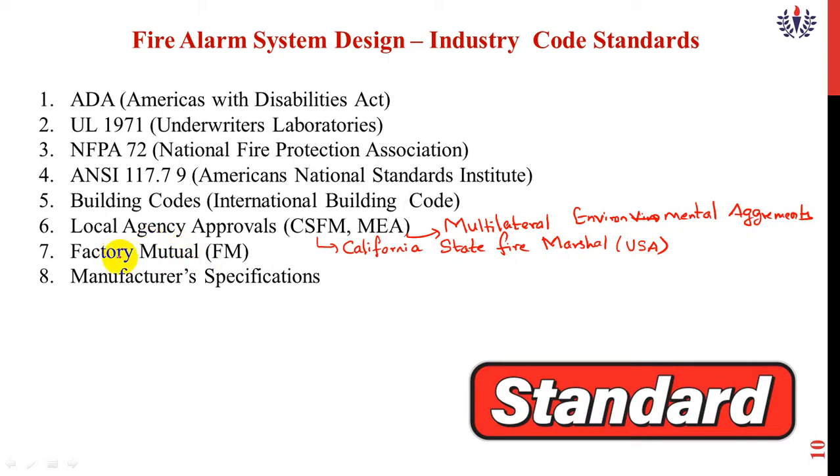Then seventh one is factory mutual, it is FM. Eighth one is manufacturer specification. So out of which most of the agencies will follow local agency approval, California State Fire Marshal and multilateral environmental agreements standard.